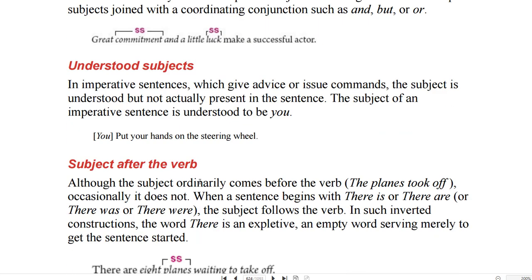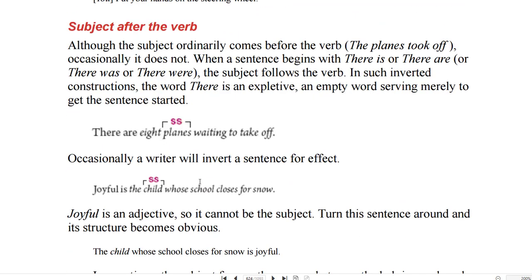In imperative sentences which give advice or commands, the subject is understood but not usually present in the sentence. The subject of an imperative sentence is understood to be you. Put your hands on the steering wheel, and then the understood subject is you: you put your hands on the steering wheel. Subject after the verb.